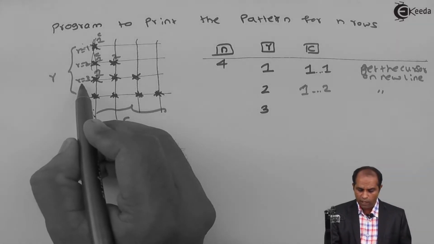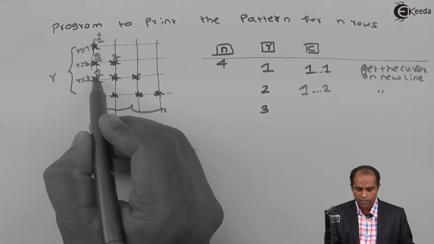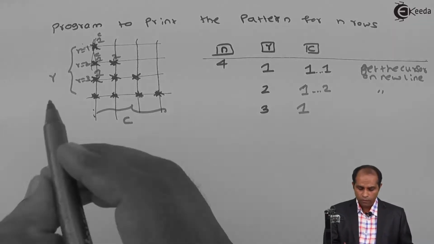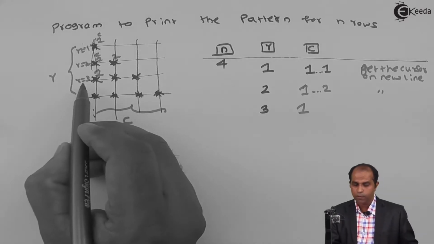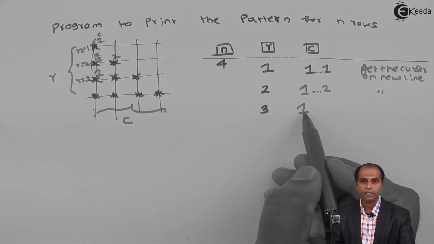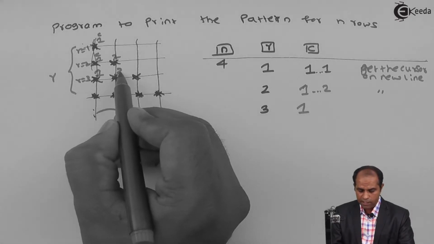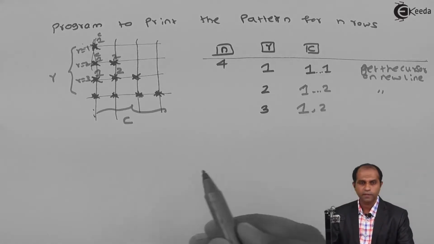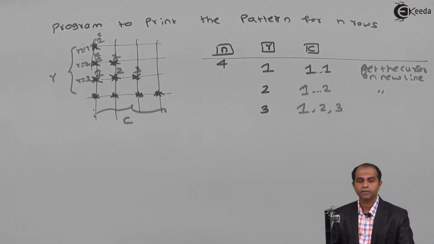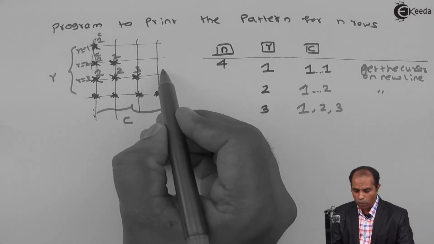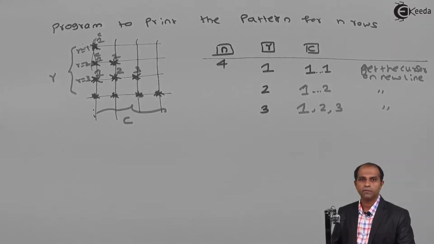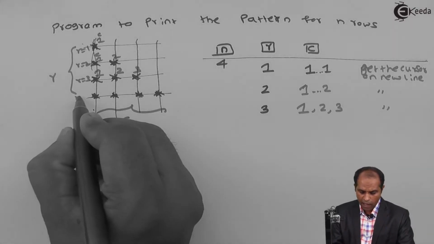Sorry, I'm saying this with respect to the third row, that is r is 3. So when r is 3, c is 1, print an asterisk. When r is 3, c is 2, print one more asterisk. When r is 3, c is 3, print one more asterisk. When c becomes 4, don't do any operation, again get the cursor on the next line. And finally, we'll set r as 4.